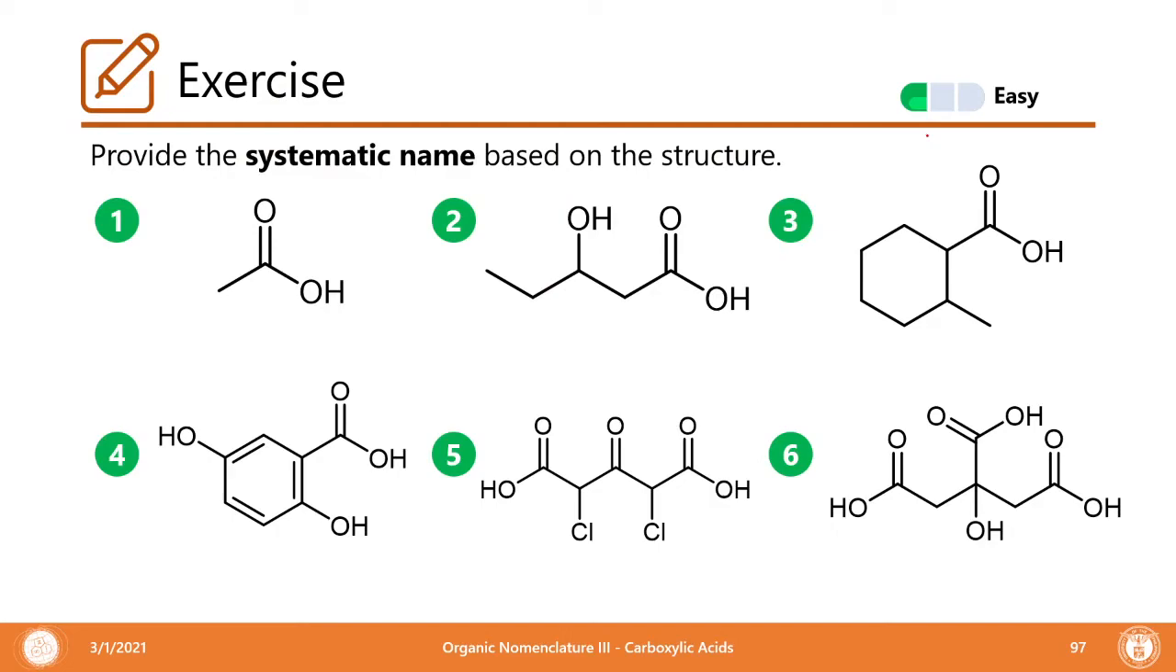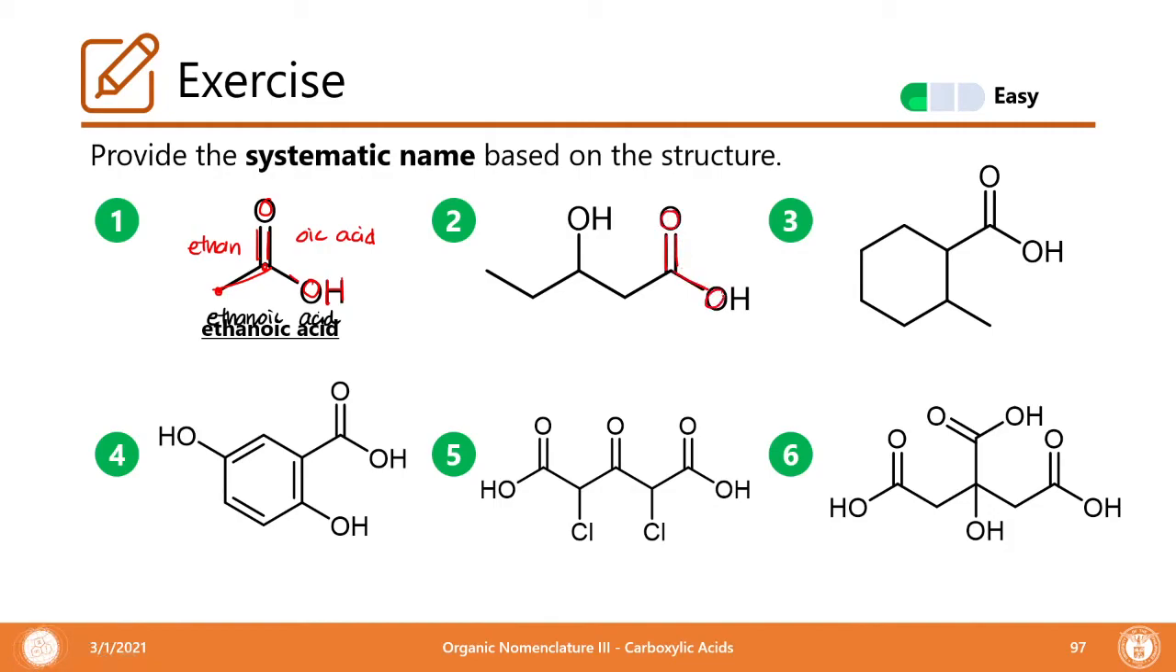Okay, so let's try some examples. Here we have 2 carbons, ethane. Here's our oic acid. So we have a name, ethanoic acid. Ethanoic acid. Okay. Let's go to the next one.